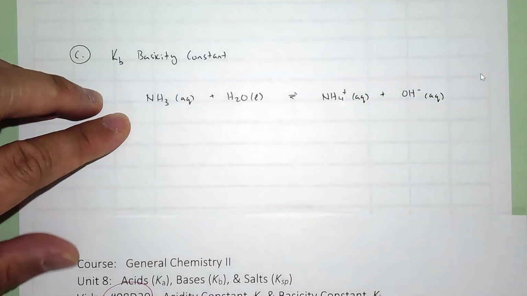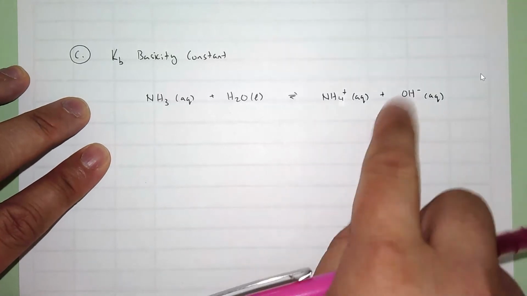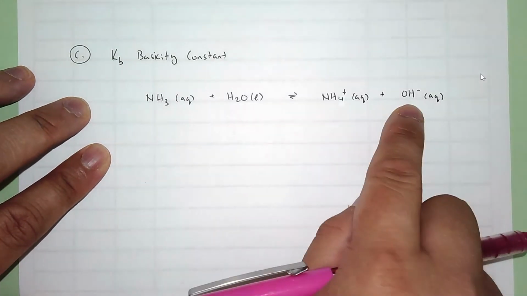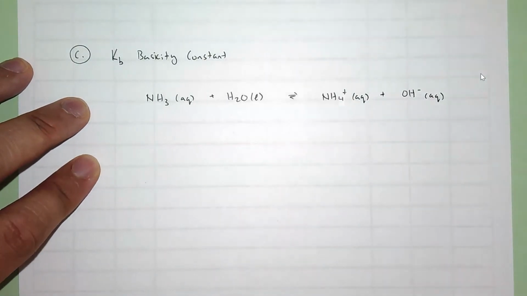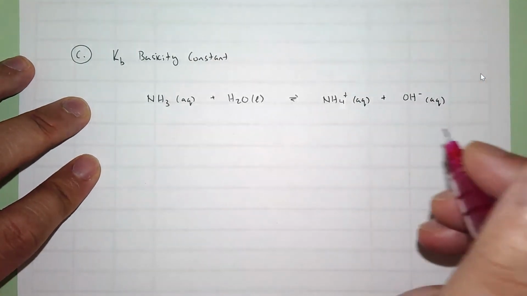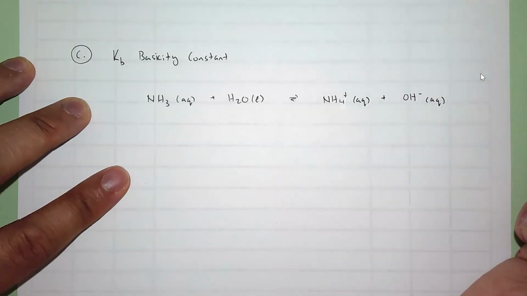Since we added a base, we're getting NH4 plus, and what is this? The conjugate base of water. So let's label. Test yourself. See if you could label the acid, the base, the conjugate acid, and the conjugate base.